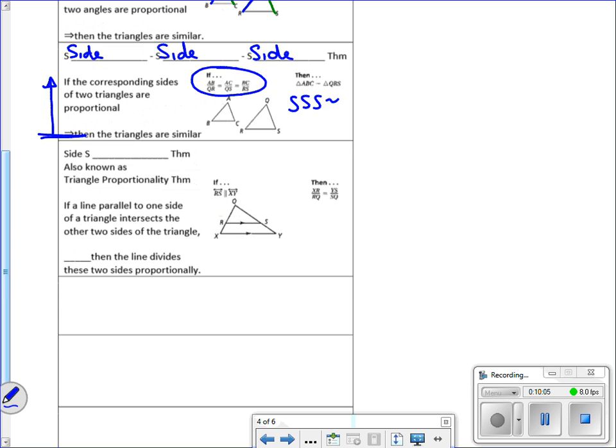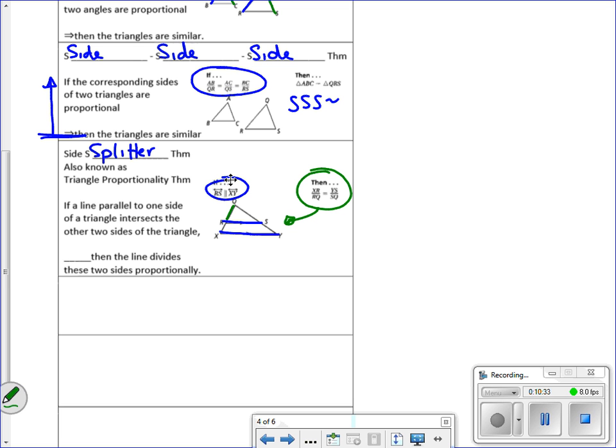This is called the side splitter theorem. I kind of enjoy this theorem. It basically says that when I have these lines that are parallel, right, that busts up these pieces in such a way that I can write a relationship between them, a proportion between them. So carefully take a look at this proportion and relate it to the sides and see how it's written.